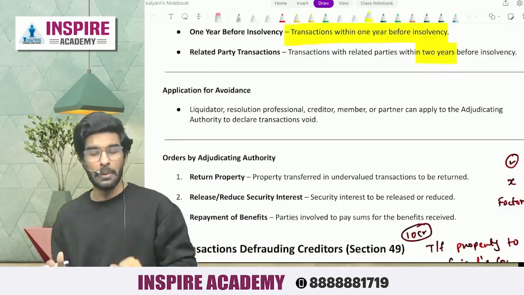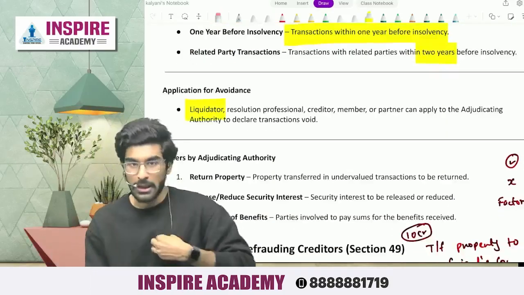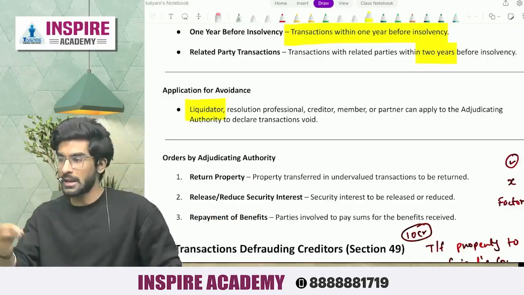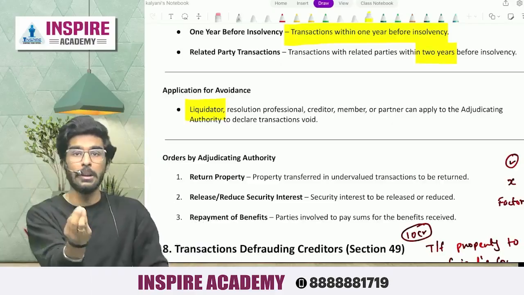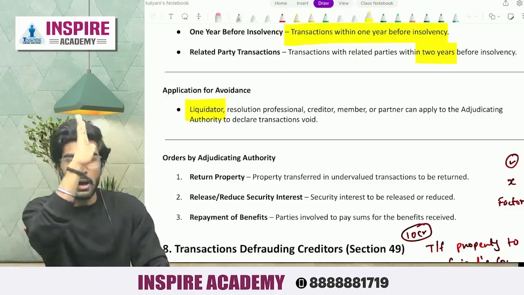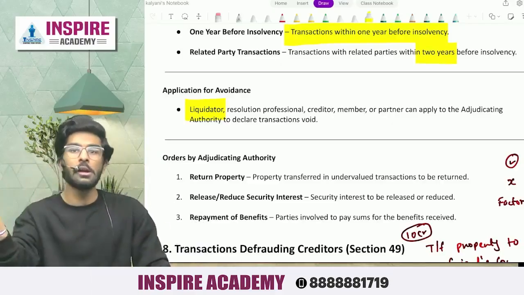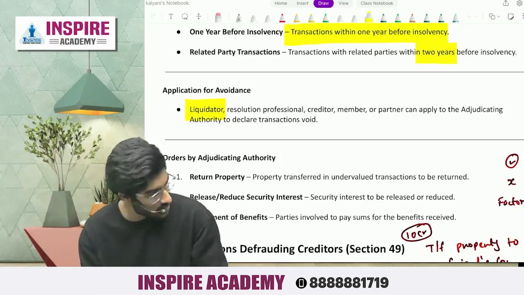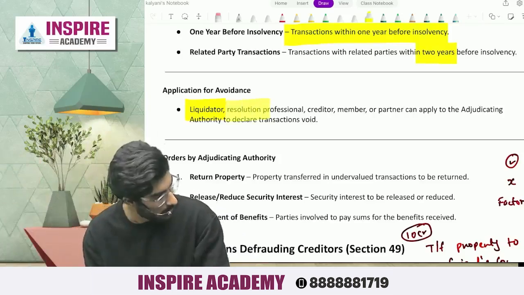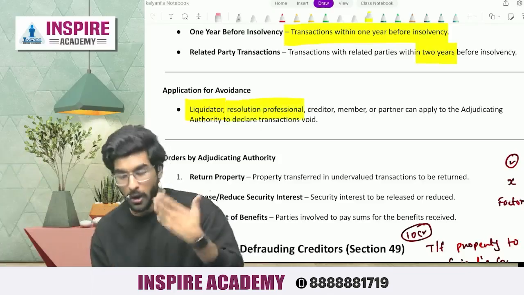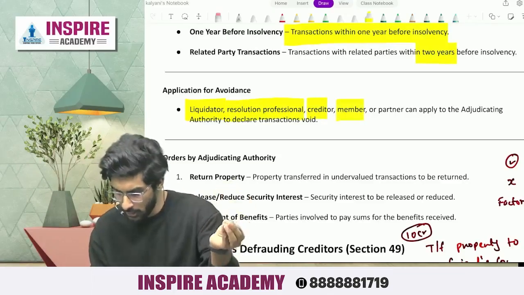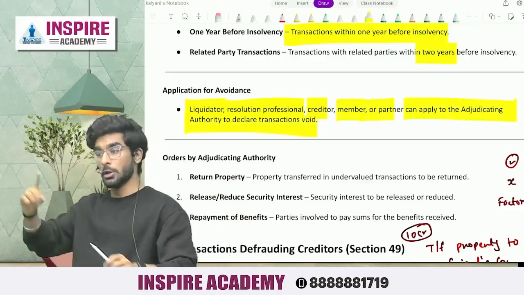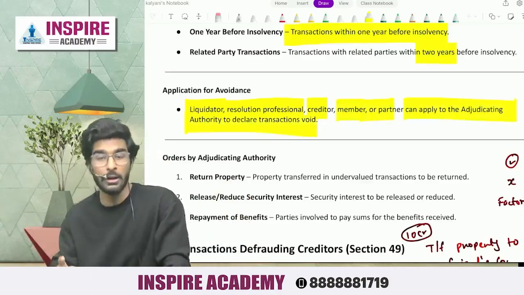Now who can make an application? The liquidator can make an application that this corporate person, Kingfisher Airlines, has sold airlines at such a dirt cheap price to their sister concern, to their related parties. Is it allowed? No. Or the resolution professional or creditor or shareholder or partner can apply to the NCLT to declare those transactions as invalid, to declare those transactions as void.